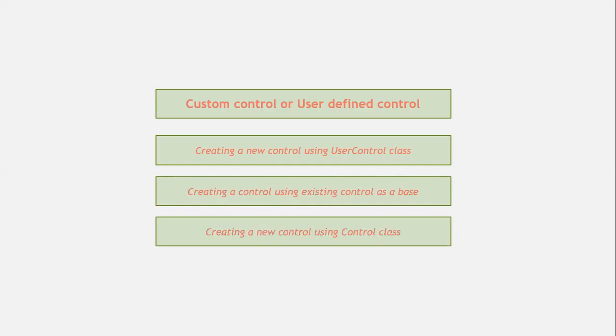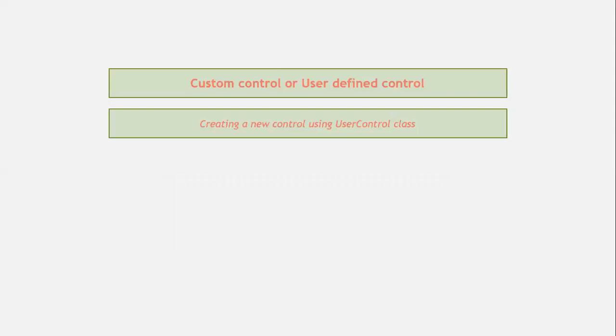So if I want to create a label with some added functionality, I can extend the label. If I want to create a text box with added functionality that is not already available, then I will extend the text box. Similarly, we can take all the base controls that are available in the toolbox, extend them, and create our own controls. The third way is to use the control class itself, which is the base class of all controls, and we can create a control that way also. So this is the creation of a new control.